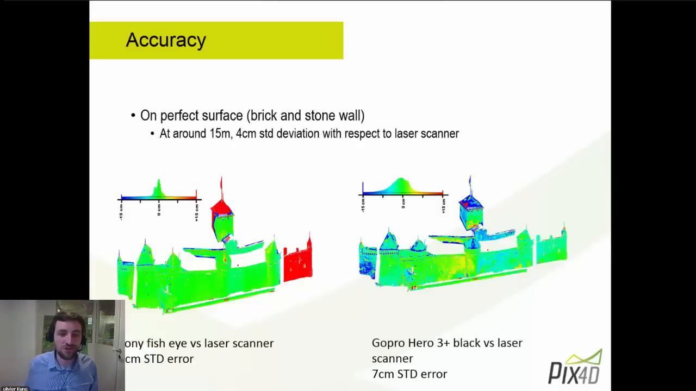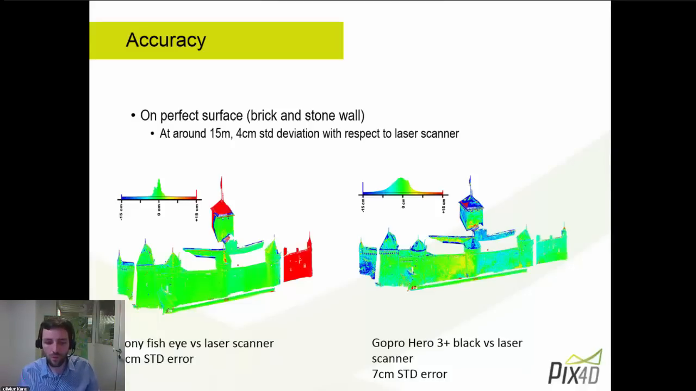For example, such a surface would be a brick and stone wall. If you had a wall made out of brick and stone, it would have a lot of texture on it, and this texture would allow a very nice point cloud densification and reconstruction. So we made a study, and we are publishing this paper soon in a scientific publication, where we compared the accuracy between the GoPro, the Sony camera, the Canon, as well as a perspective camera. And we compared this with respect to a laser scanner.